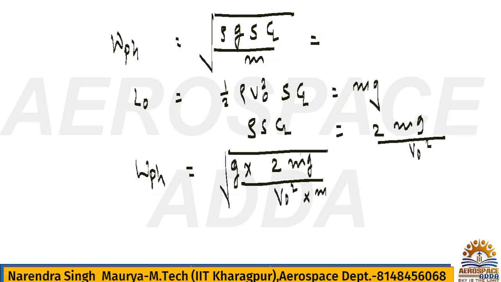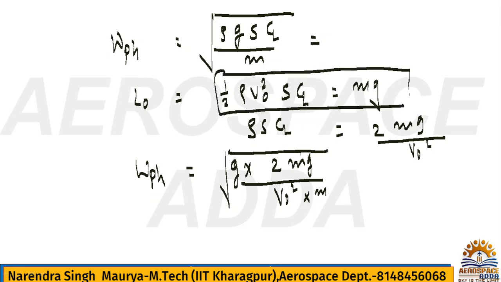Check everybody what I have done. I have simply taken the rho SCL value from this equation: L naught is equal to half rho v naught square SCL, which is equal to mg. From this equation, half rho v square SCL is equal to mg, and then rho SCL is 2 mg divided by v naught square, because the 2 is multiplied across. See, rho SCL we have, so g is already there, rho SCL will be replaced by 2 mg divided by v naught square, and in the denominator m is there, so this m will be cancelled.